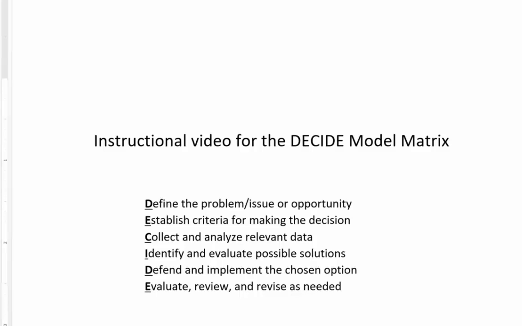Hi everyone. This video will walk you through how to use the DECIDE model to determine which idea for growth is best for the firm from this case application. The DECIDE model is a critical thinking tool that can be very helpful for decision making in that it walks you step by step through the process. It's useful in a variety of situations, including case analysis, which is how you'll use it for this assignment.